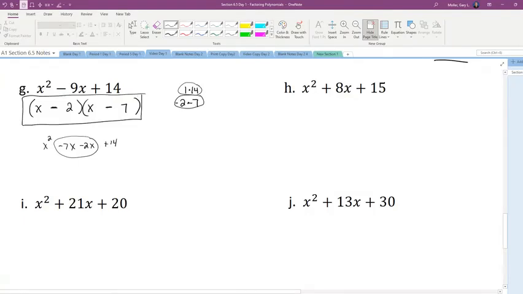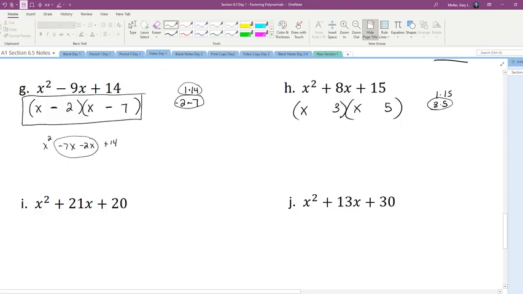Part H. Assume it factors. Throw in your x's. 1 and 15. 2, no. 3 and 5. 4, no. We're done. Those are the only choices. 3 and 5 add to be 8. So I need the 3 and the 5.